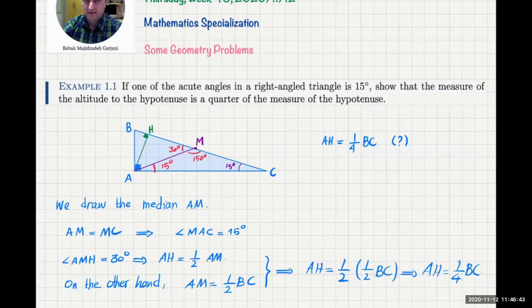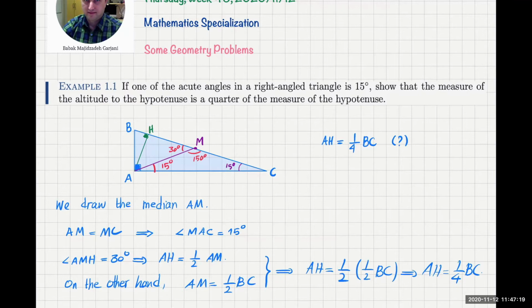Okay, so you see, based on what we learned before and combining two problems into this one problem and a little bit of previous knowledge, that of course if these two sides are equal, then this is 15 as well, and then the sum of the angles is 180. So using those ideas that we already know and combining the previous two problems, we were able to show that in this triangle with acute angle 15, the height is a quarter of the hypotenuse. Any questions here?